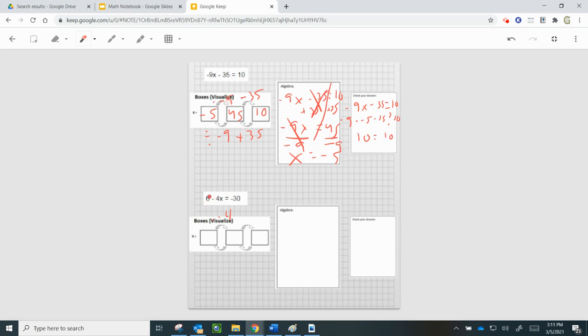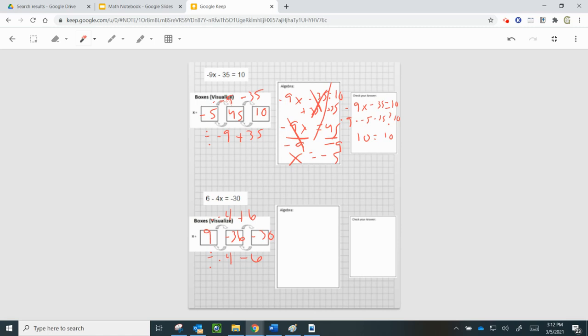The 6 is a positive 6, so I'm going to put plus 6 on this arrow, and it was negative 30. So to fix it then, instead of plus 6, I've got to subtract 6. Negative 30 minus 6 is negative 36. Then I keep my negative 4, and I have to divide by negative 4, and I get a positive 9.